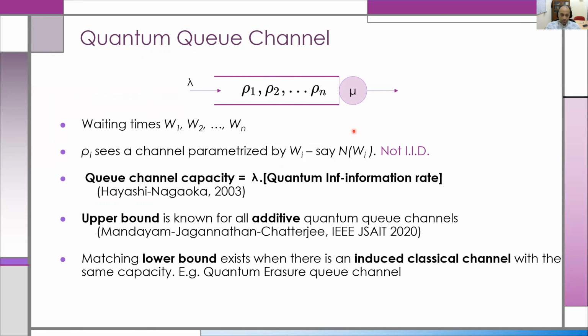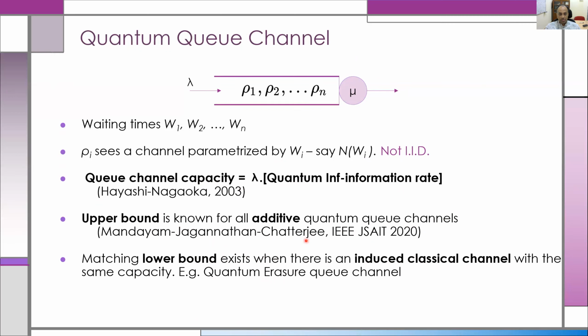So there's a general formula for quantum Q channel capacity, which is available in this paper of Hayashi and Nagaoka, in terms of a quantity known as the quantum information rate. However, this characterization is not single letter and it's fairly complex. More recently, in this paper in JSAIT last year, an upper bound was derived for all additive quantum Q channels. A matching lower bound can be found when there is an induced classical channel with the same capacity. For example, in the quantum erasure Q channel case, this paper found that an induced classical channel is easy to find, and you can in fact get a matching lower bound achievability result as well.